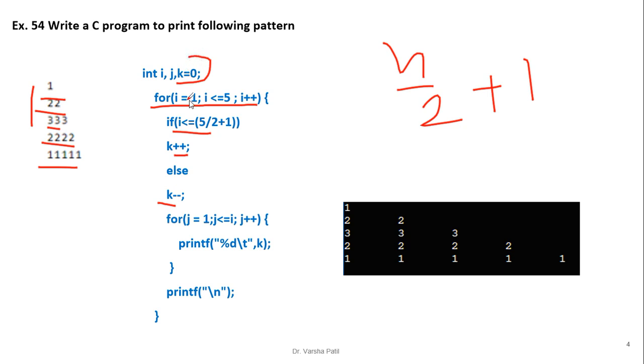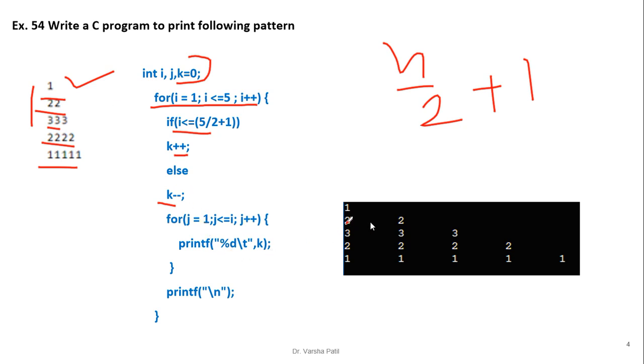So initially k is 0, i becomes 1, condition satisfied. Now 0 becomes 1. Now it will print k as 1, so 1 gets printed. Next time it will go into the i loop, this condition satisfies, then it makes k plus plus. Now k is 1, because here we are not incrementing k, because in the same row all values of k are the same, so k becomes 2.